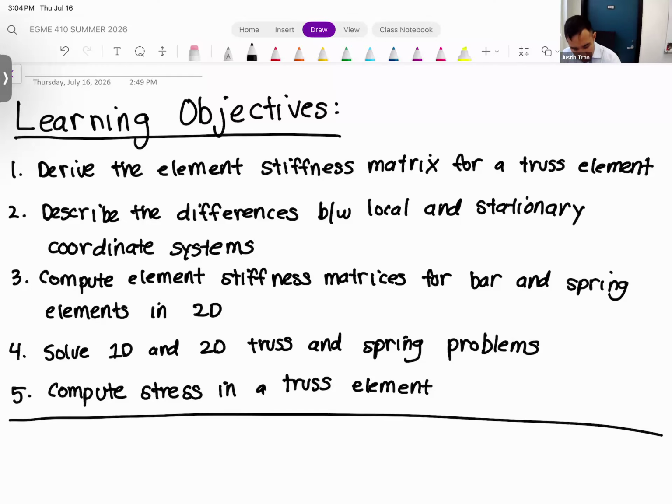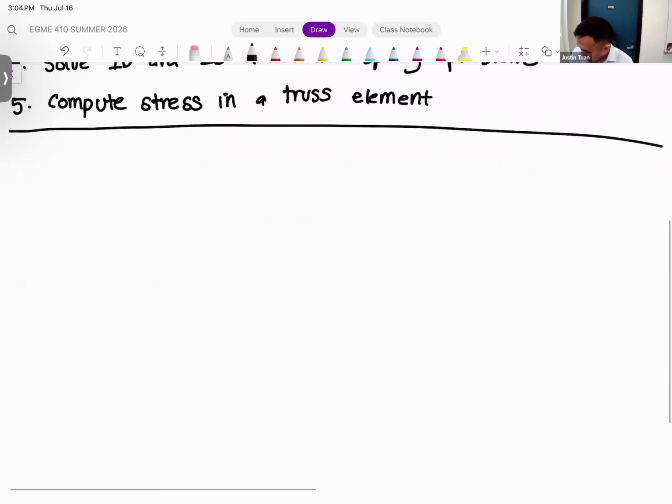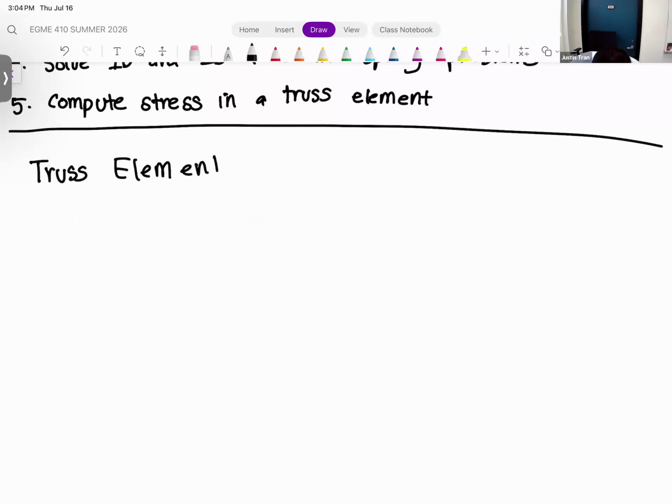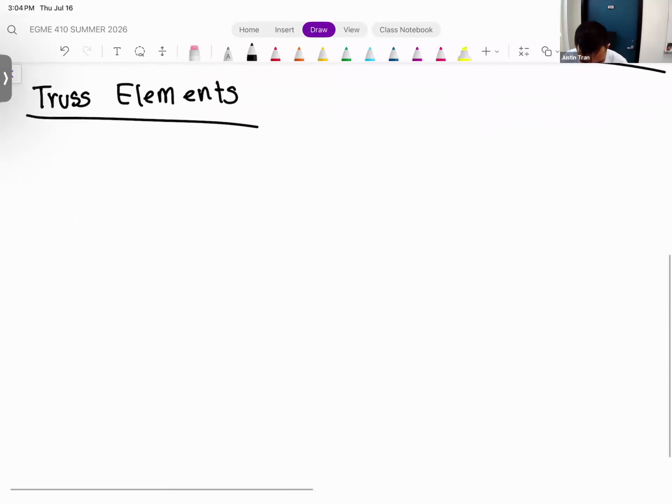Okay, all right, so let's go ahead and get started. The topic for today is truss elements. Again, this is building off the discussion that we started on Tuesday about the direct stiffness method.